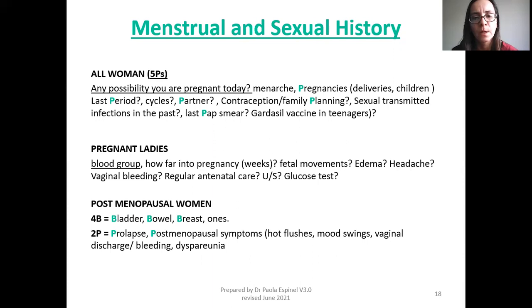and how was the result. For teenagers, they have here the Gardasil vaccine for HPV, so we want to ask if they had that at the school.